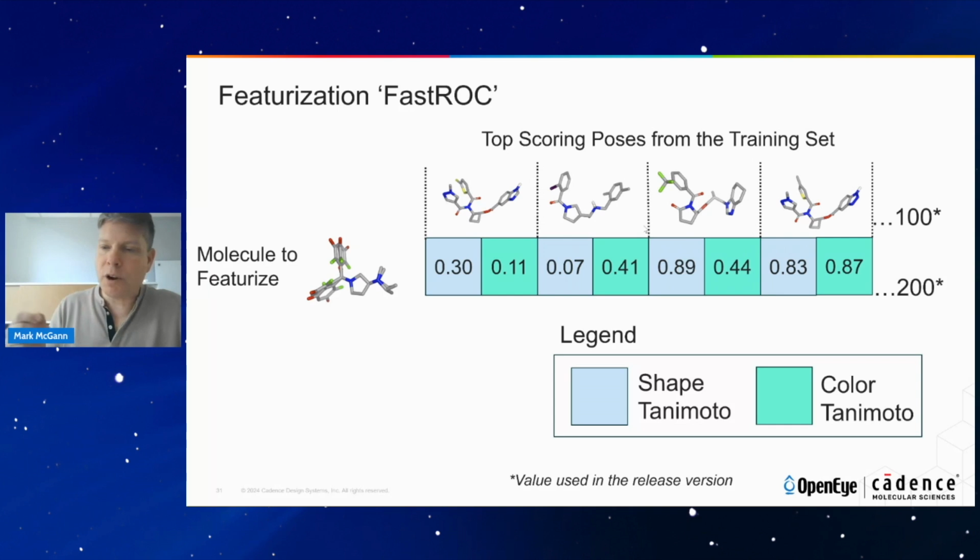So for every query pose, we get 2 numbers in our feature vector. One is the shape, and the second is the color Tanimoto of the overlay. So in the results I'm going to show you, we actually select the top 100 scoring molecules from FastROCS, and we wind up with a feature vector that's 200 long because we have both the shape and the color Tanimoto in the feature vector.